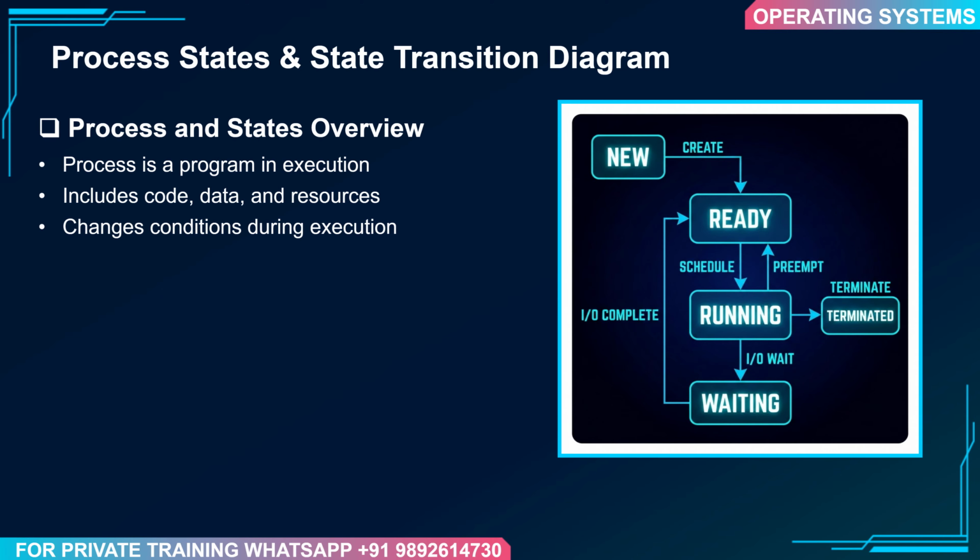Now, once a process is created, it does not stay in one condition forever. From the moment it starts until the moment it finishes, it keeps moving through different situations. These situations are called process states. To understand this movement clearly, operating systems use something known as the process state transition diagram.